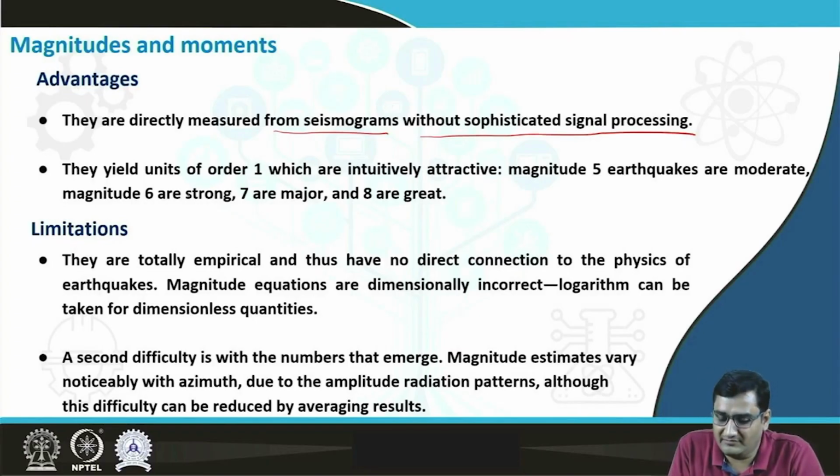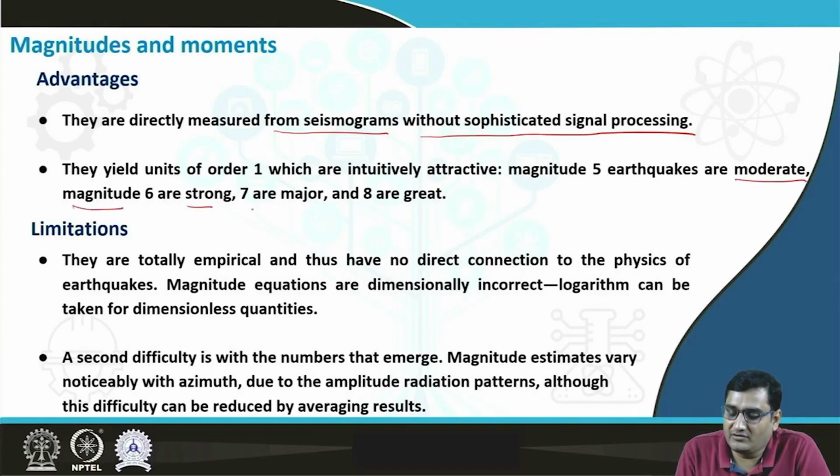So these magnitude numbers from 1 to 10 or more are intuitively attractive. Magnitude 5 earthquakes are known as moderate earthquakes, magnitude 6 are strong, 7 are major, and 8 are great, which means that magnitude 5 earthquakes are called moderate, magnitude 6 is known as strong, 7 is major, and magnitudes of 8 or more are generally known as great earthquakes.